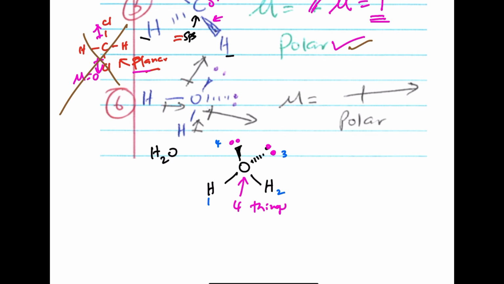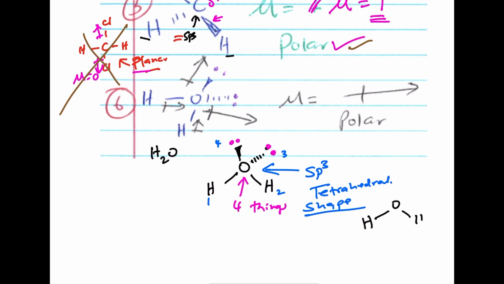So because of that, we say that oxygen is sp3 hybridized, and therefore the geometry is tetrahedral. The shape is not tetrahedral because for the shape you only consider what you're able to see. You see the hydrogen, oxygen like that, and because of that, you say water is V-shaped or bent. So the geometry is tetrahedral because it's sp3, but the shape is V-shaped or bent.